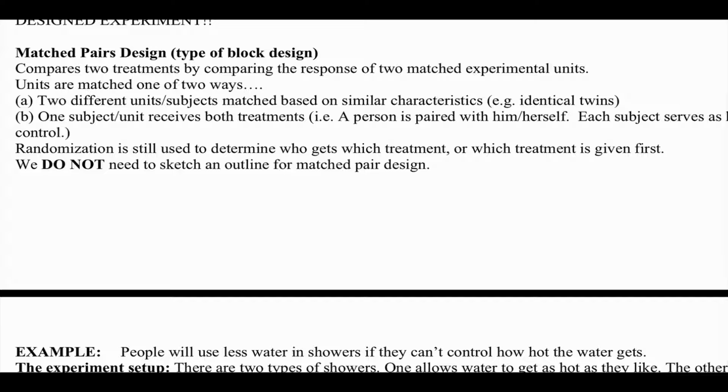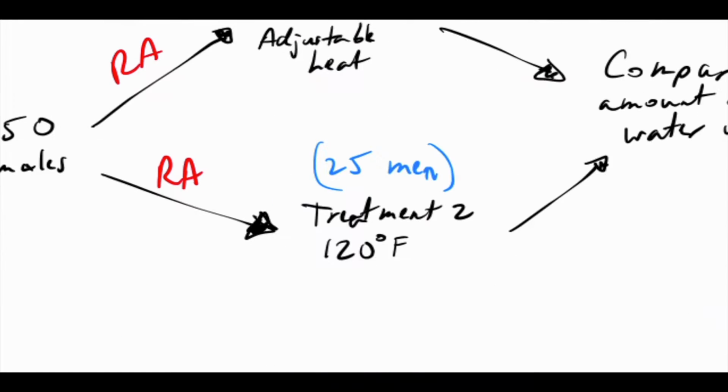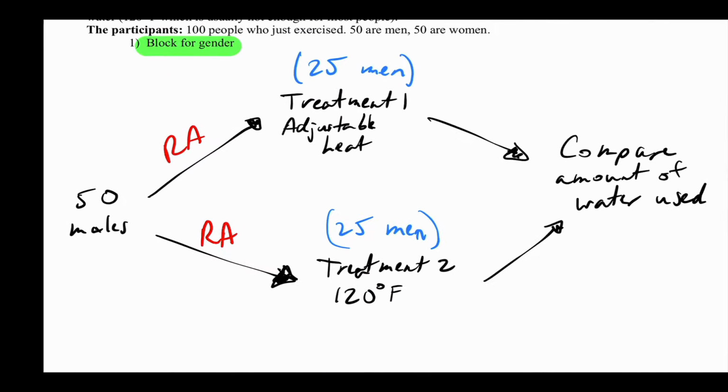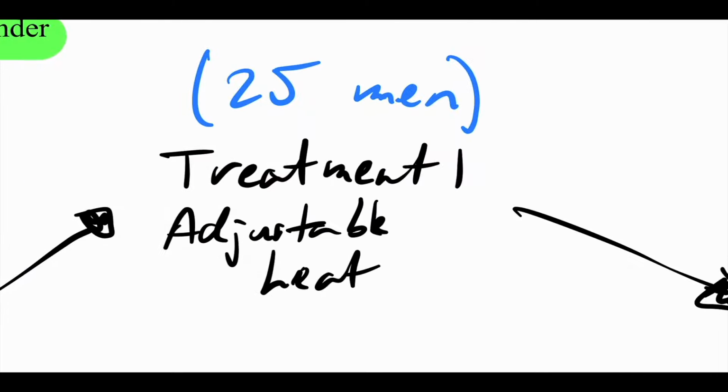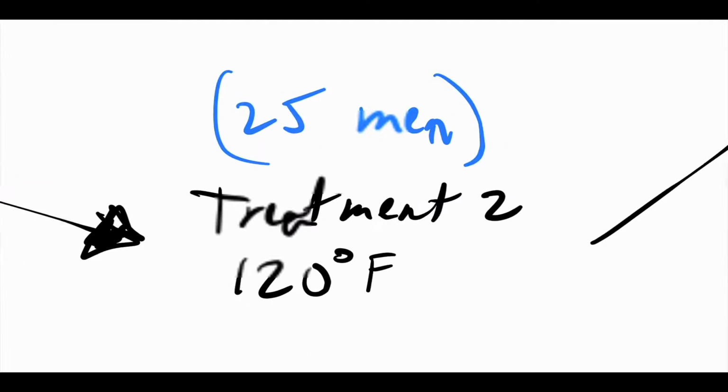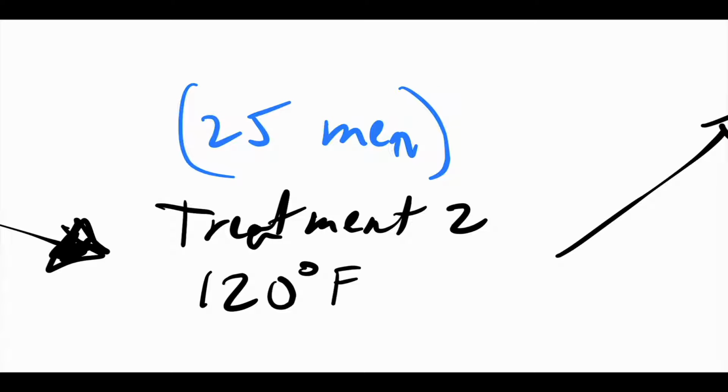Okay, so if one person does both things, here there were 50 people, 25 of them had the adjustable shower, 25 of them had the shower they couldn't change, right? The top 25 only had the adjustable shower. They didn't experience the non-adjustable shower. Vice versa here. These guys only had the shower with no nozzle on it. The other ones didn't, okay?